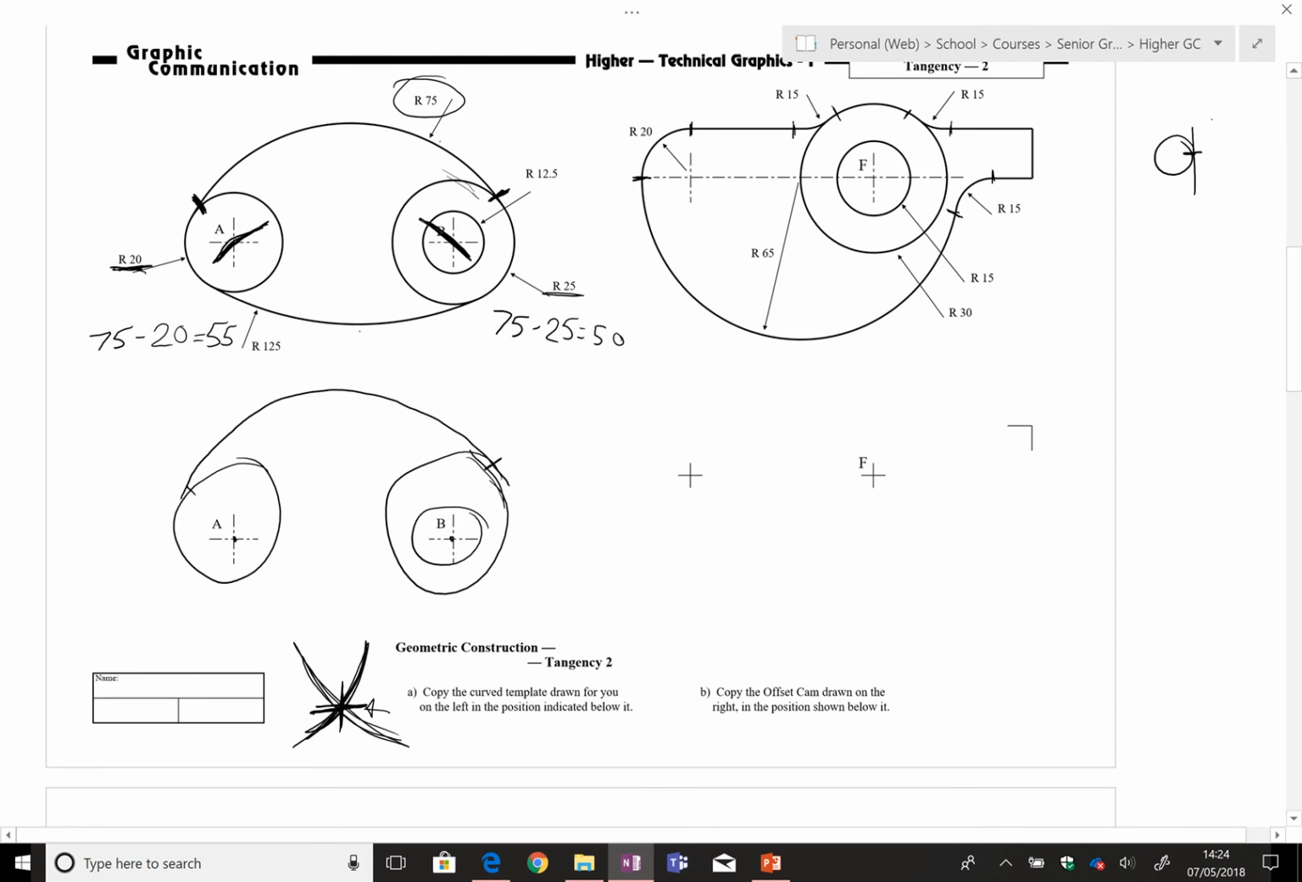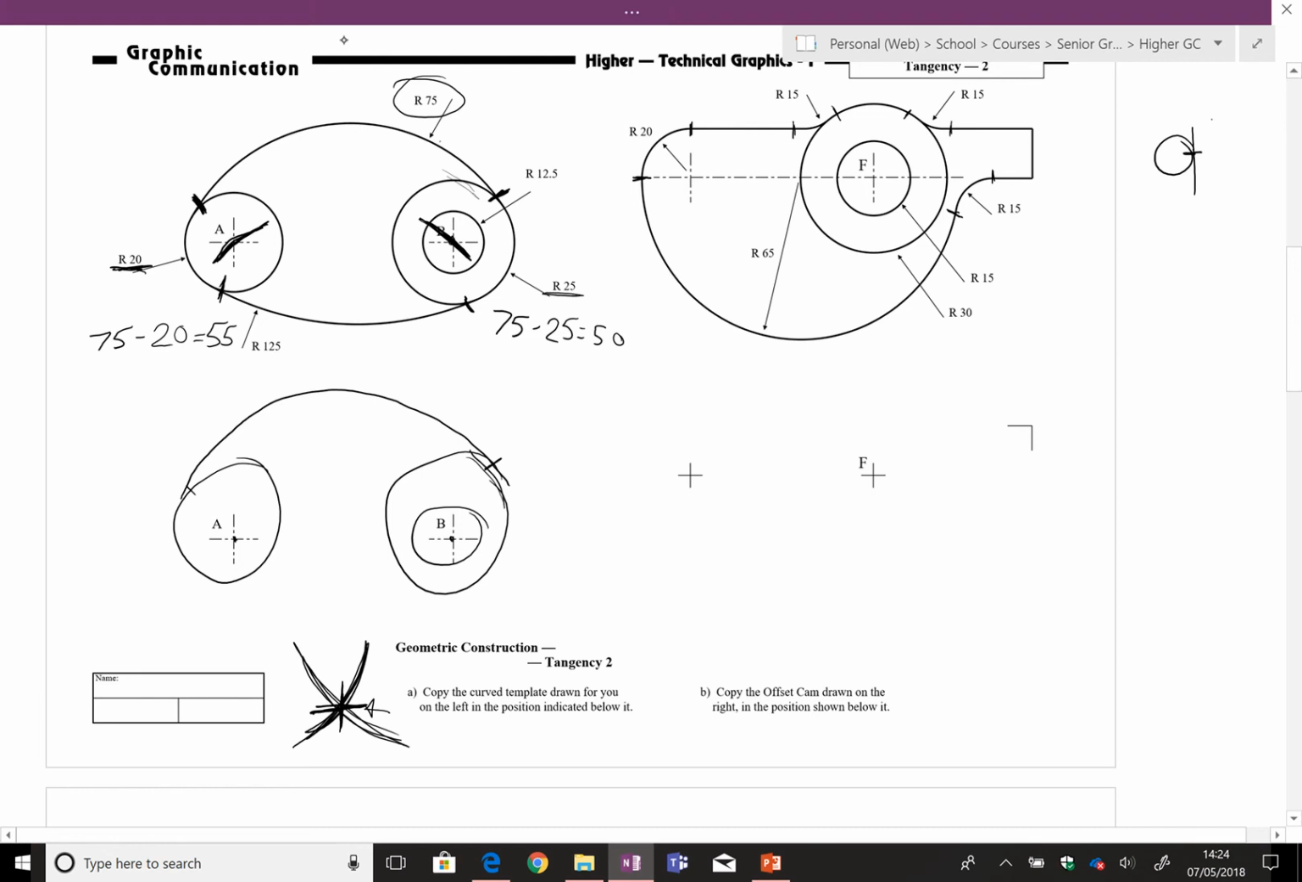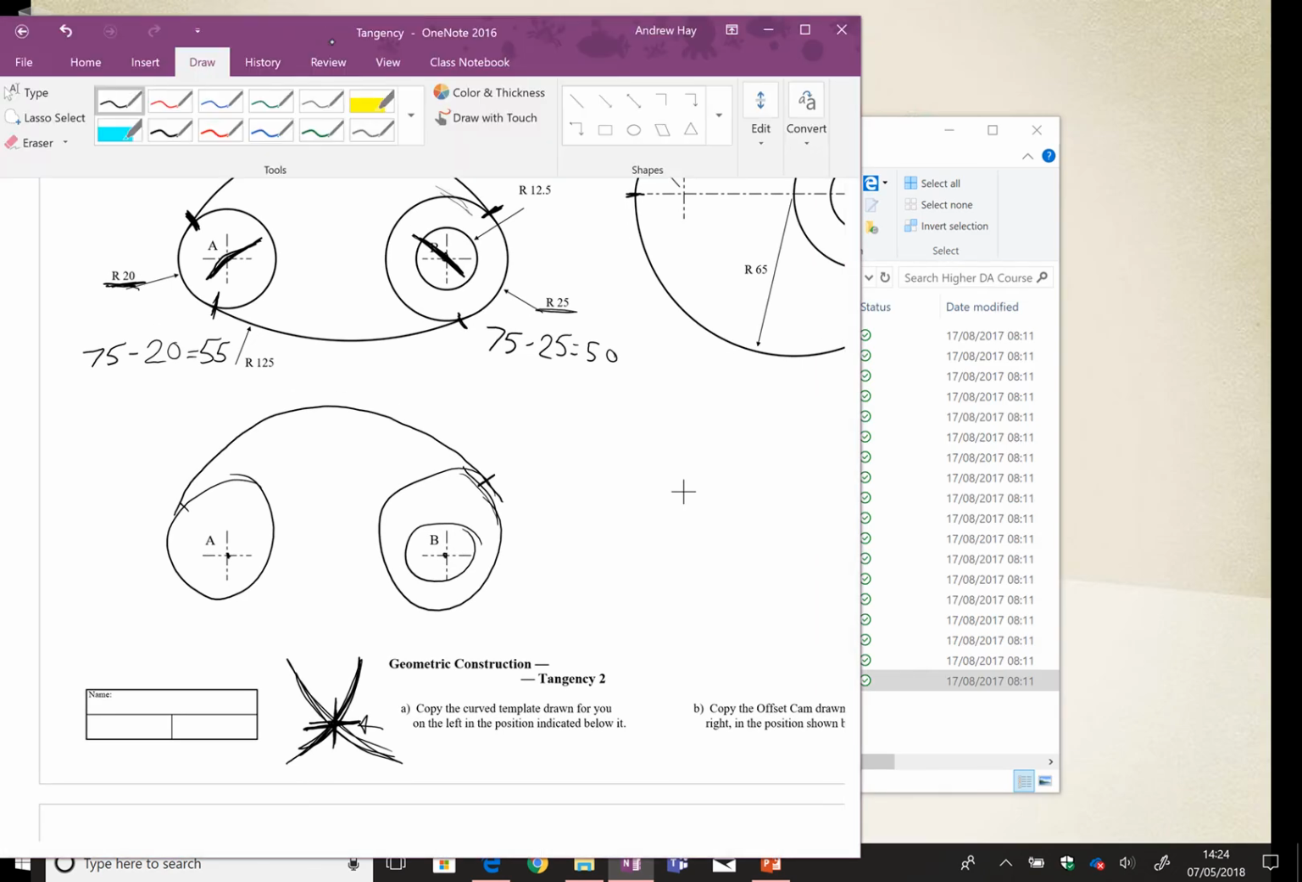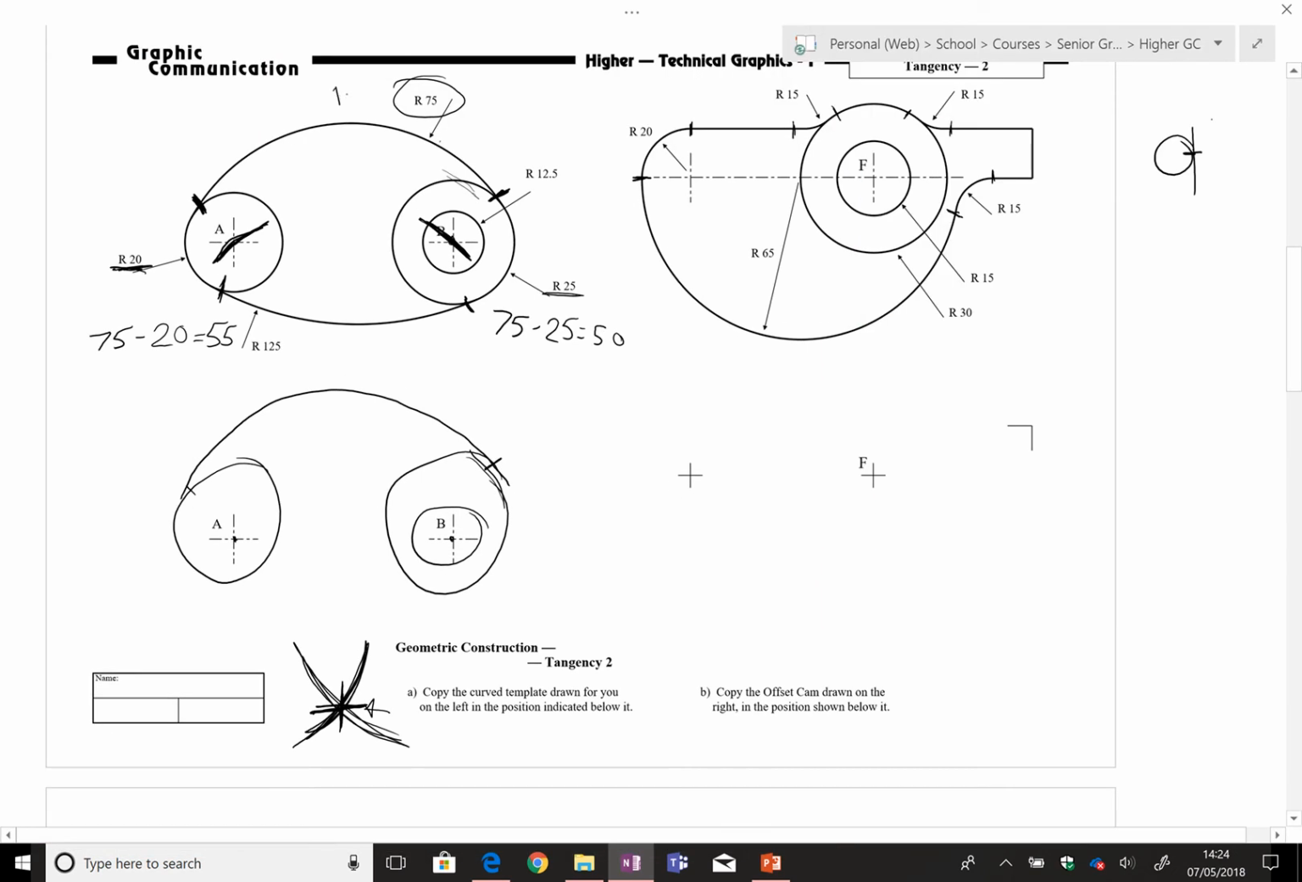The bottom is the exact same, the difference being that it's on this side and this side of the circle. So you're going to do 125 minus 25, so you measure from the centre up 100 to get a centre mark up here, and then for this one it's going to be 125 minus 20, so it's going to be 105. You'll get two arcs, and then that will give you this curve here. So that's the method you do when you've got a circle inside another circle.